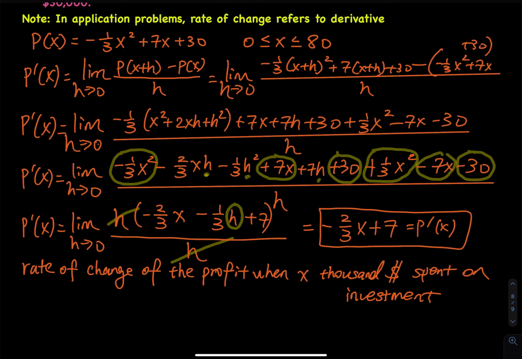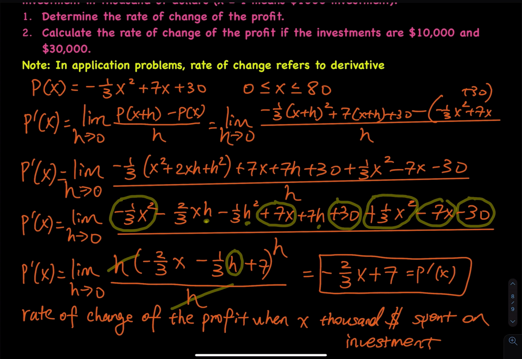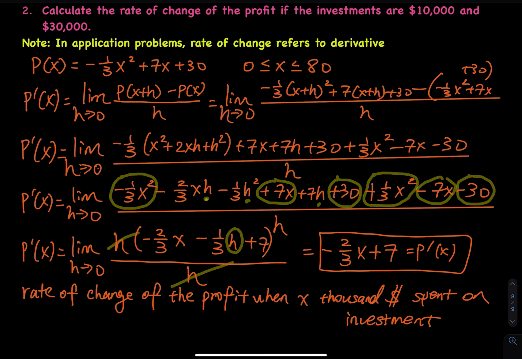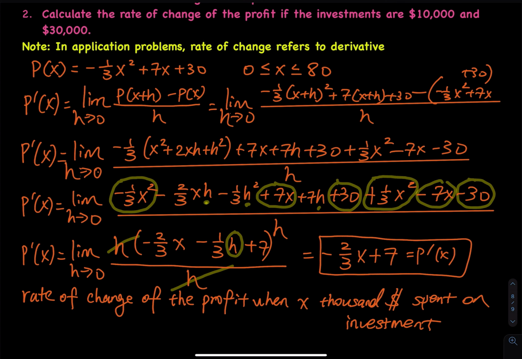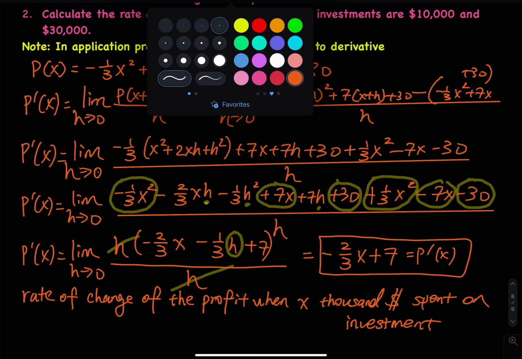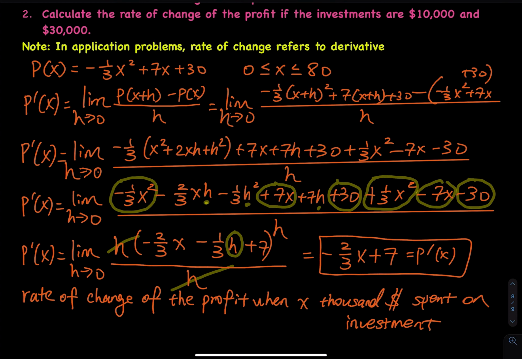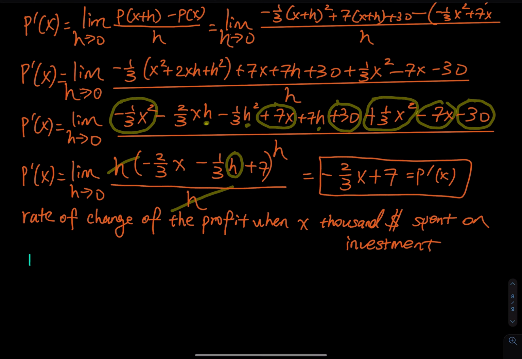Now, I also gave you two more numbers. I want you to calculate the exact rate of change, because this one has an x in it. I want you to calculate the rate of change if x, the investment, is 10,000 and 30,000. All right. The x is in thousands, right? So we have to be very careful. When you write the $10,000, that means x equals 10. And then the $30,000 indicates x equals 30.